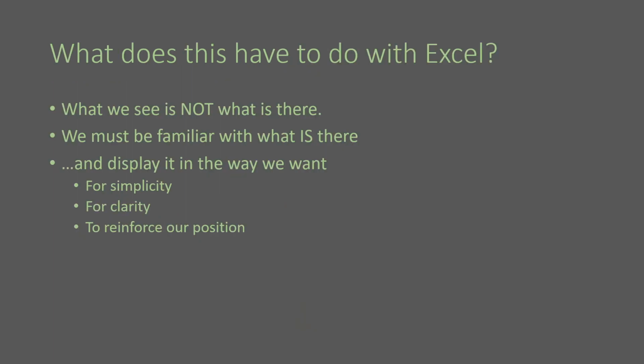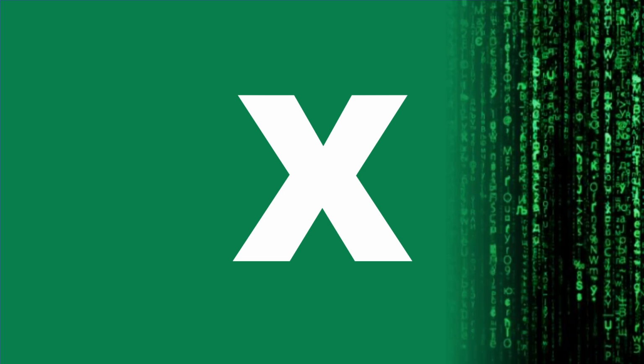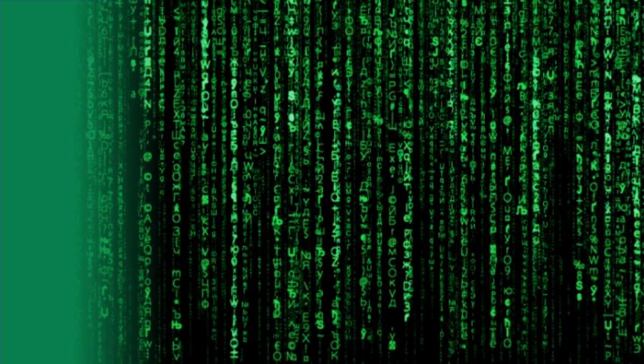So why do we care? What's this got to do with Excel? Well, the main thing is what you see is not what's there. What you see is the mask in the sheet, so you're just looking at a facade of what's behind the scenes. You're not seeing what's really there. Now, as an Excel user, you should be familiar with what is actually there so that you can then choose how you display it. This might be for simplicity, for clarity, or to reinforce your own position or point of view. So let's have a look behind the mask of Excel.